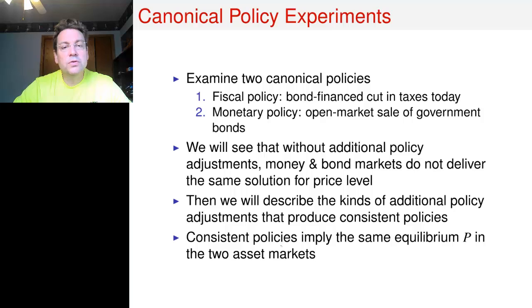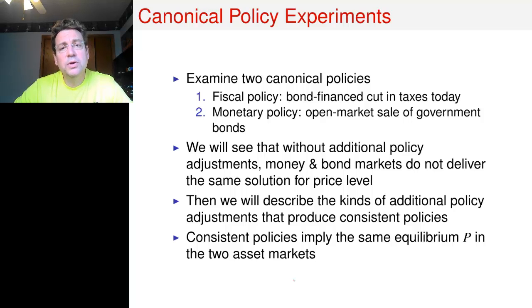So what we're going to do is look at two canonical policies. We're going to look at a fiscal policy, which is a cut in taxes today that's financed with more bonds, and then something has to adjust to make sure that that's in equilibrium. And the second is a monetary policy action, which is an open market sale of government bonds. And what we're going to see is that without additional policy adjustments, the bond market and money market don't end up delivering the same equilibrium price level.